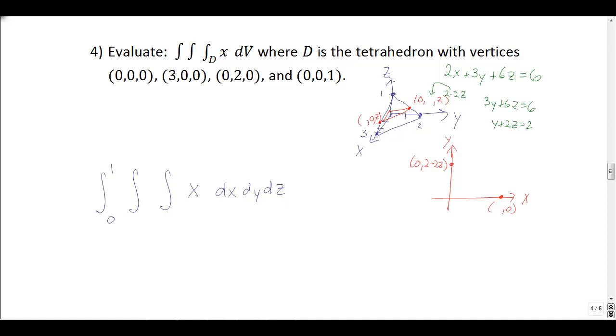Let's do this in blue. No, not blue. How about purple, I guess? This light. Let's try the light purple.